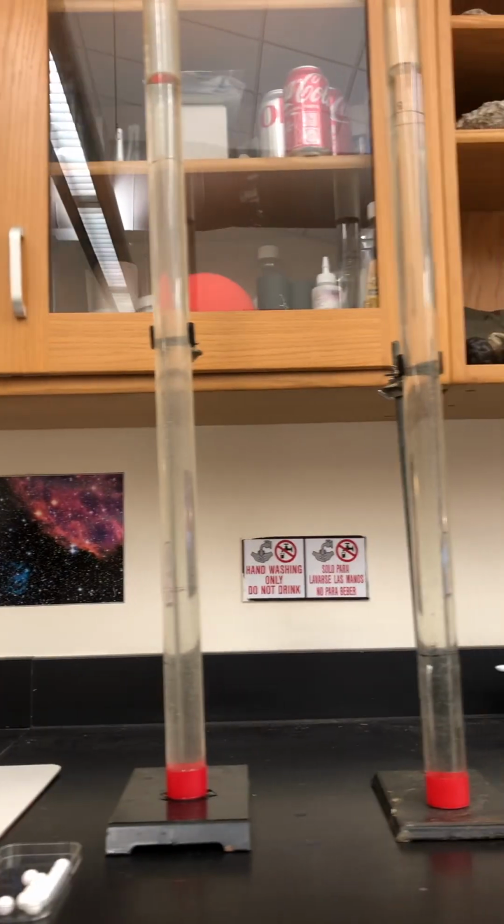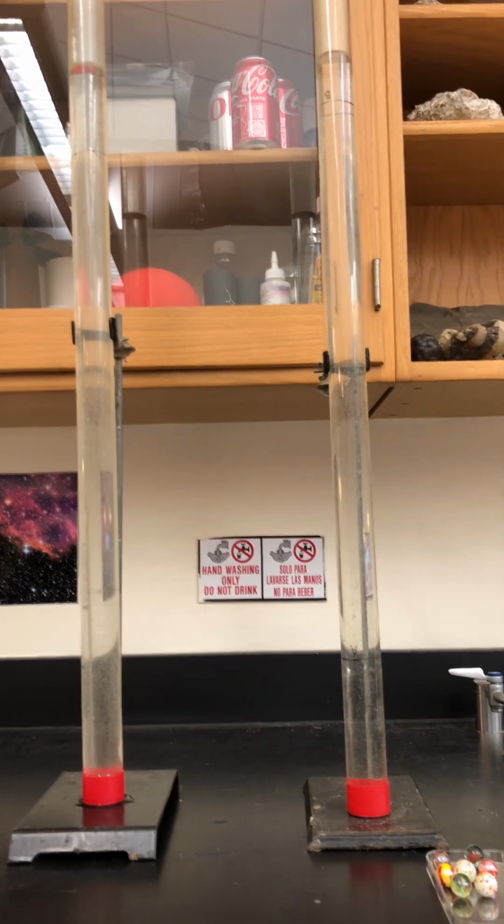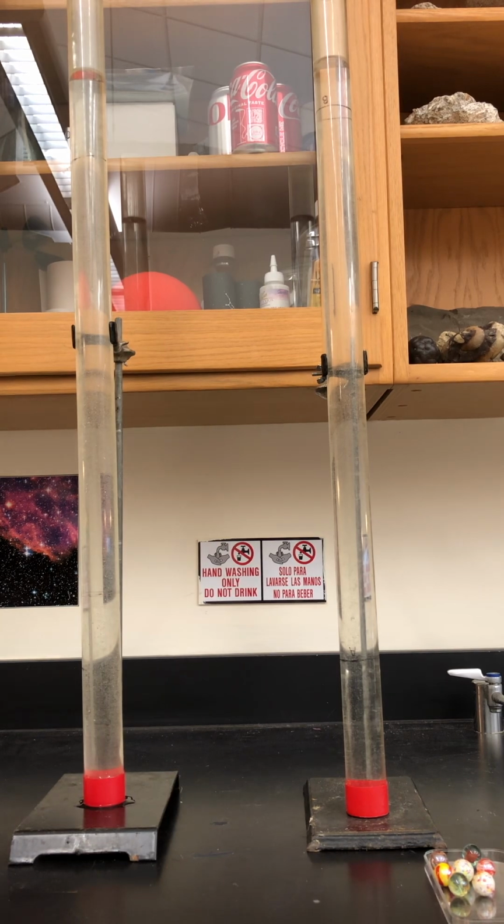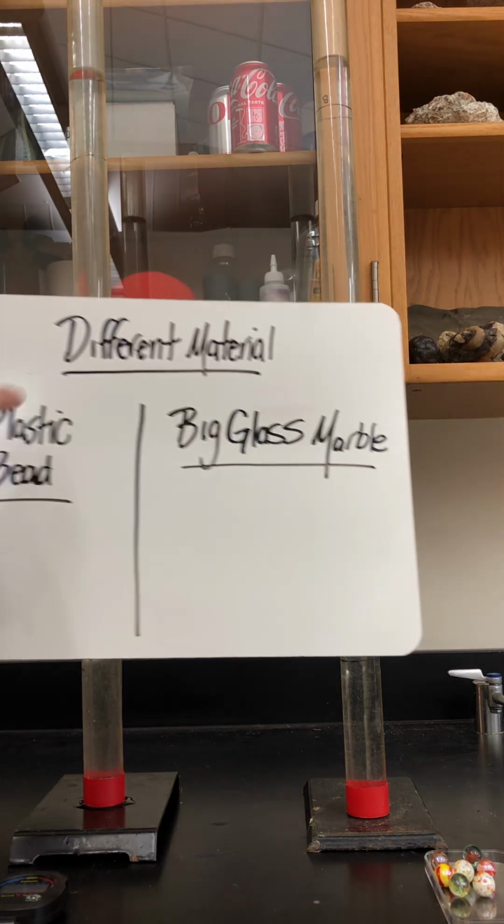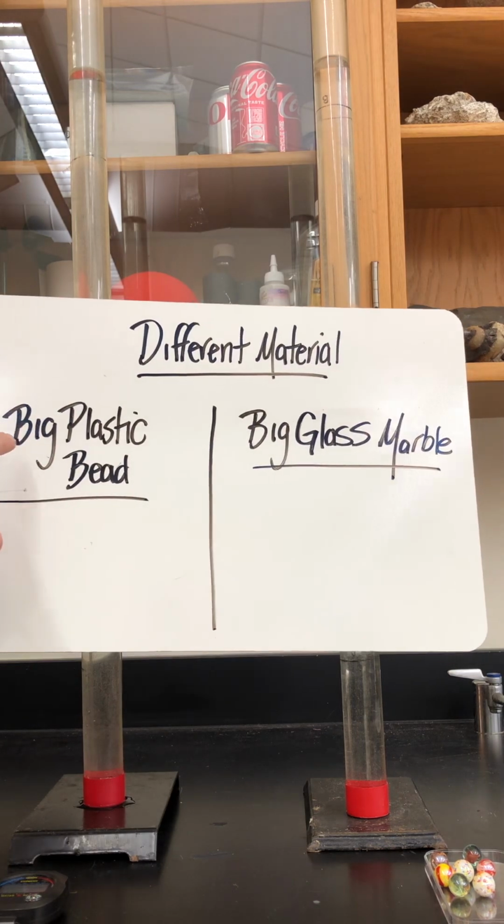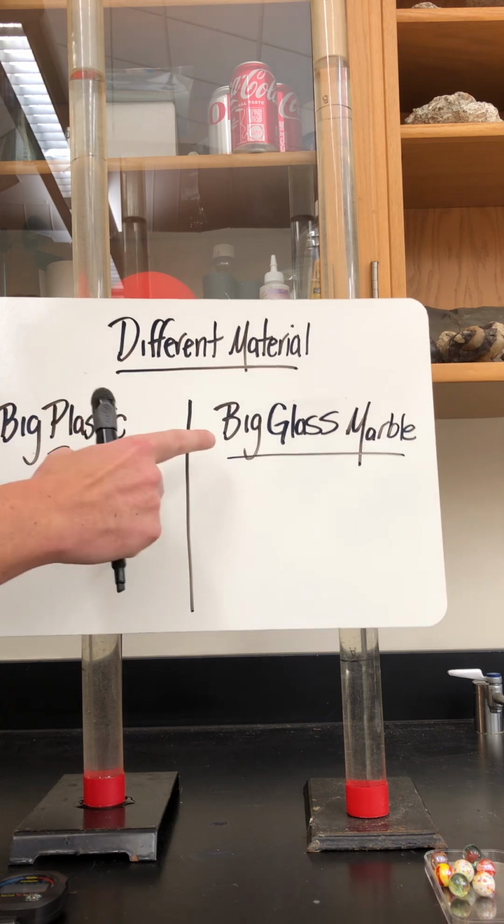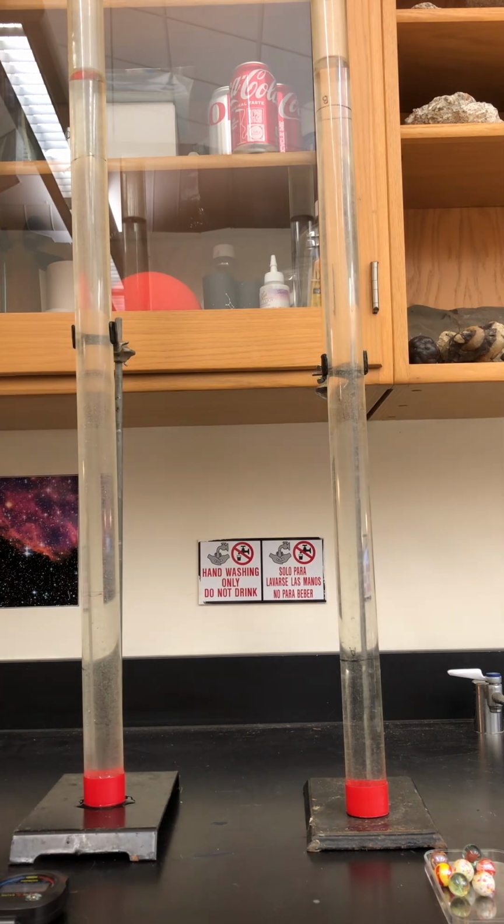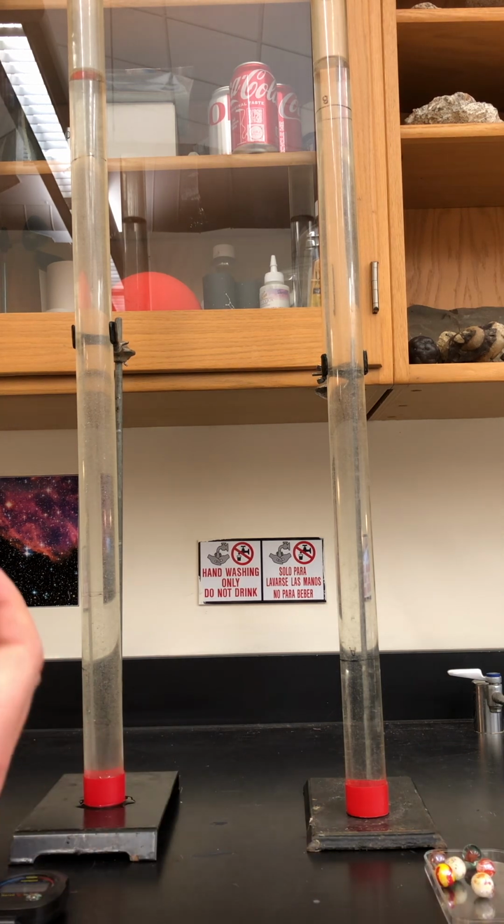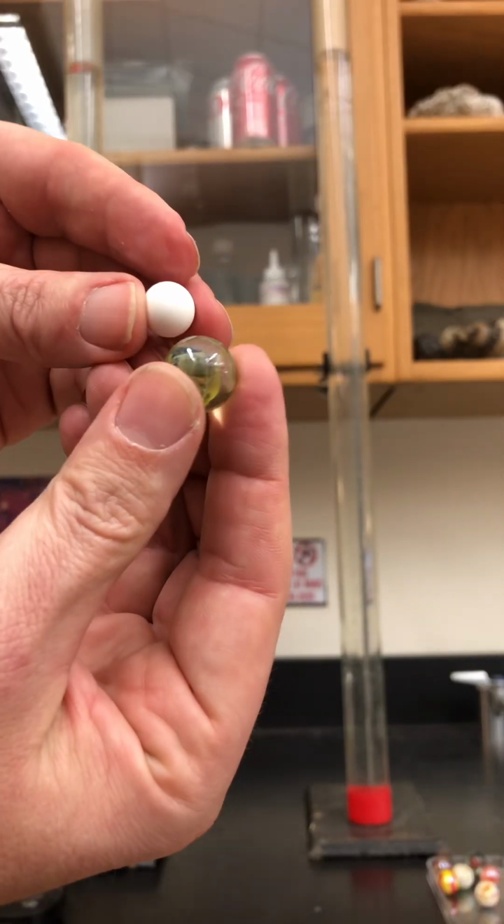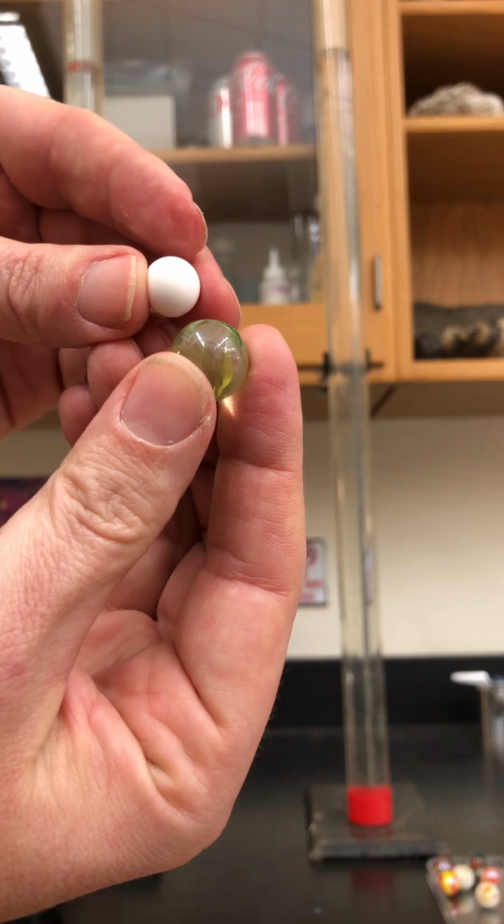Next station that we have is going to be a large plastic bead and a large glass marble. So different material, just similar sizes. They're not identical, but they're similar sizes. A big plastic bead and a big glass marble. So let me show you the differences in their sizes. They're relatively the same size, not quite, but that's the closest I could get.